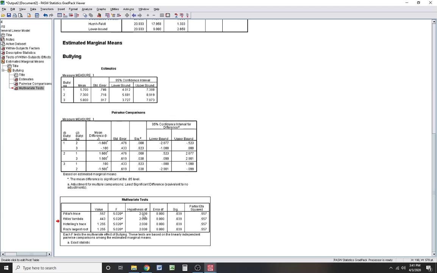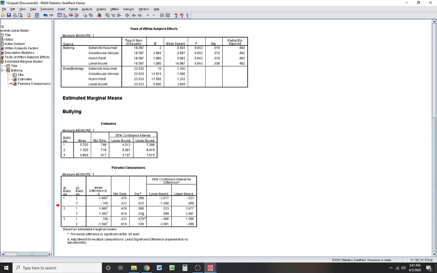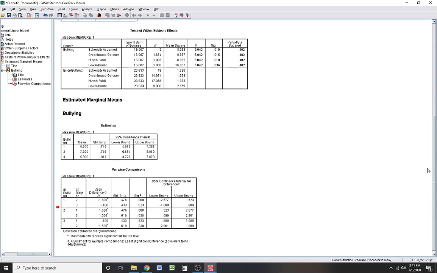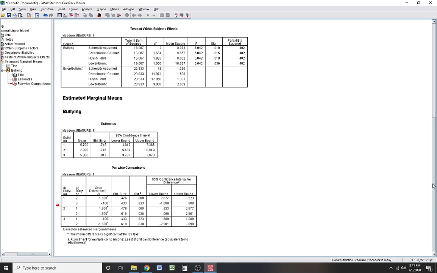Then it gives you this multivariate test. Again, don't worry about that. So even though SPSS gives you a lot of outputs, for the sake of your labs and lab report, I've only given you these here. I've deleted all the others.